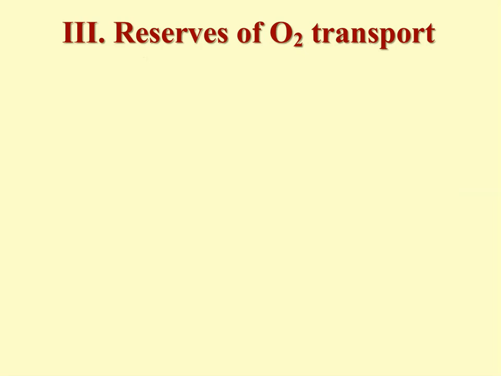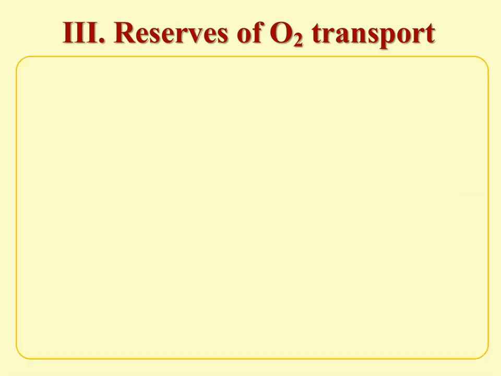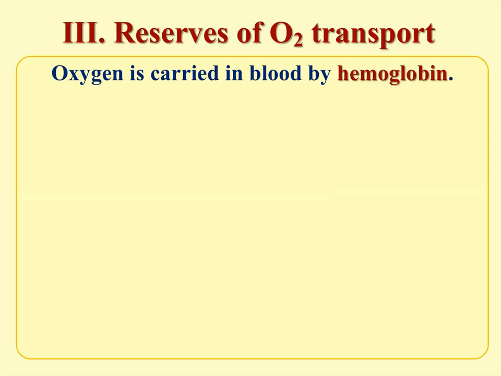And the next stage is reserves of oxygen transport. What is taken into account here for oxygen transport? You remember that the oxygen binding protein in our blood is hemoglobin. And how much oxygen can be bound by each liter of blood depends exactly on the level of blood hemoglobin. And you remember also that each gram of hemoglobin binds 1.34 milliliters of oxygen.